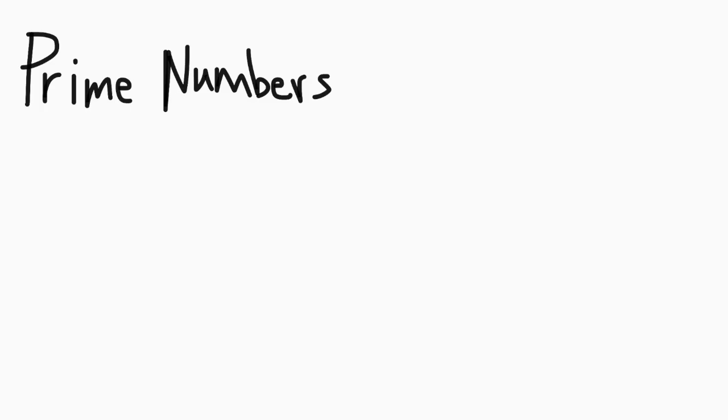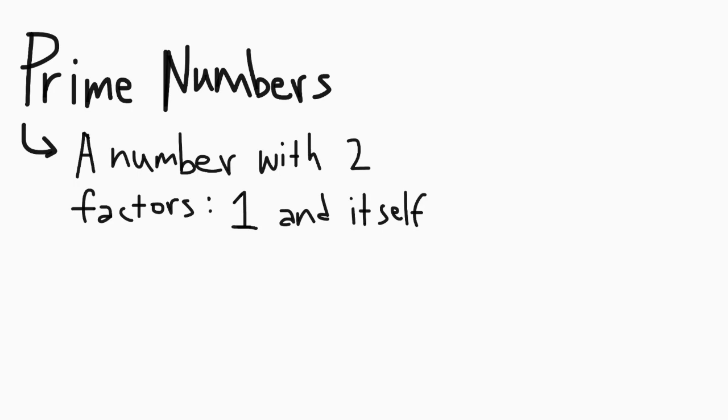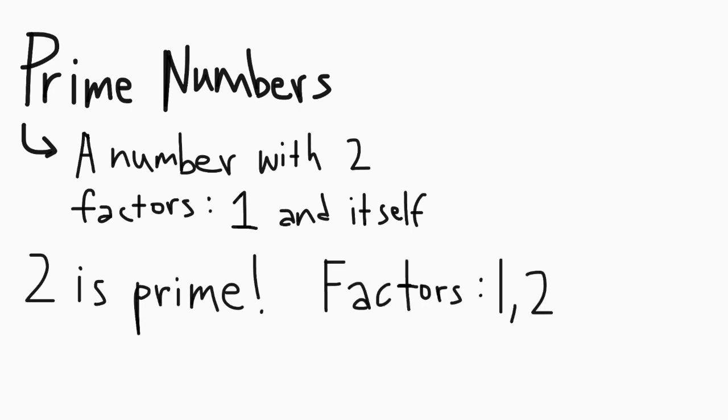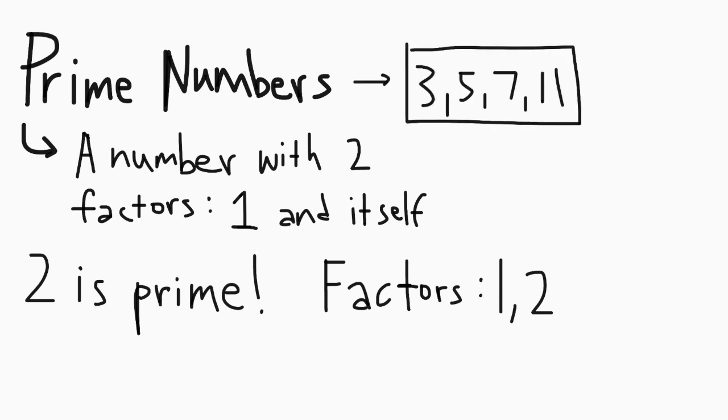Let's start by learning about prime numbers, which are the foundation to this entire video. A prime number is a number with only two factors, those factors being 1 and itself. For example, 2 is a prime number as its only factors are 1 and 2. Some more examples of prime numbers are 3, 5, 7, and 11.